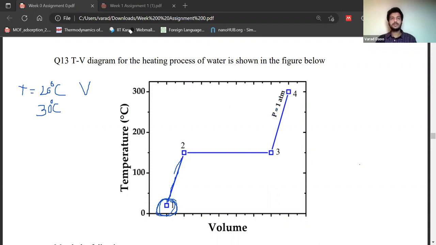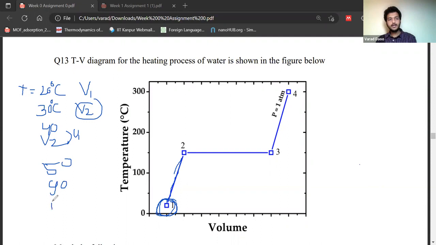So with constant pressure, you heat water. Let's say this is V1, this is V2. Obviously, V2 will be greater than V1, right? Basically, as you are increasing the temperature, the volume is also increasing linearly. Then you heat it to 30 degrees, 40 degrees, 50 degrees, let's say 90 degrees, and then you reach 99 degrees, and then you reach 100 degrees. So this is the point of 100 degrees, right? And this is, let's say, 20 degrees.